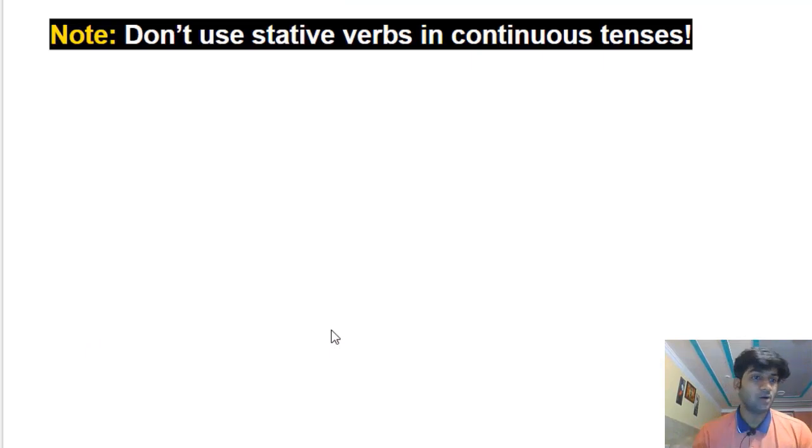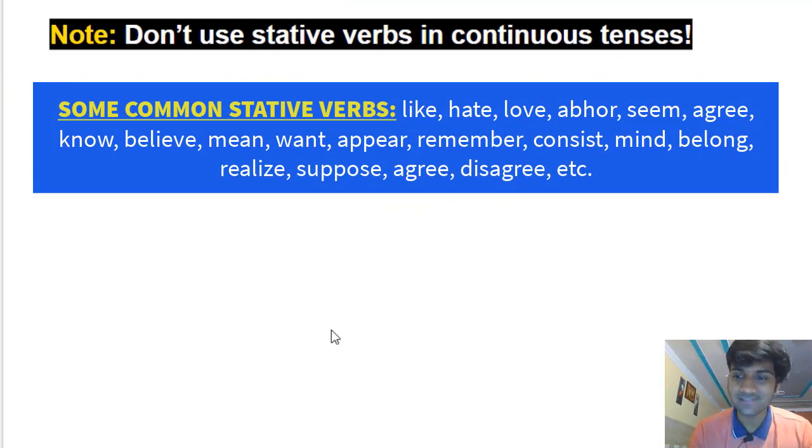All right. Now let's understand this. Not in just past perfect continuous tense, in any continuous tense, in any progressive tenses, we cannot use stative verbs. Stative verbs are the verbs that are used to show a state of being of a person or a thing. We cannot use stative verbs in continuous tenses.